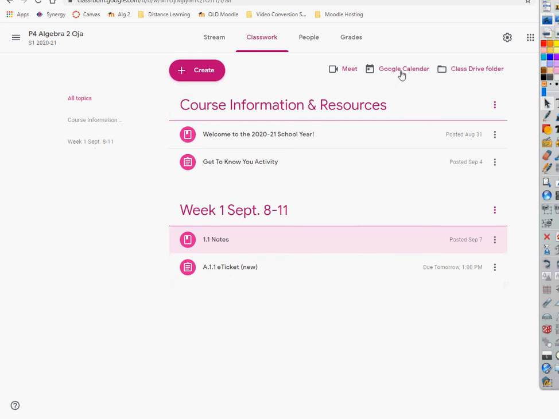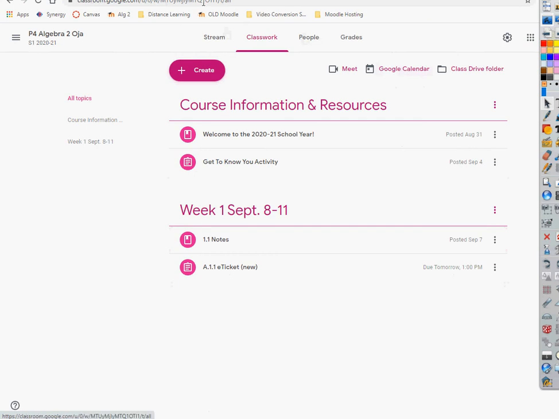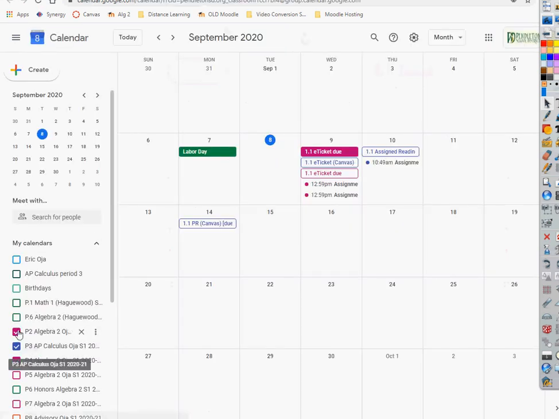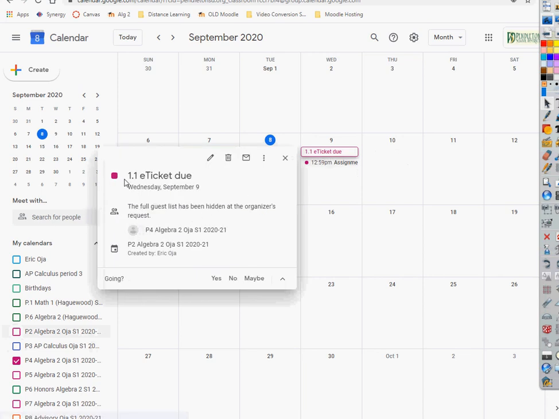Another place you can always go, I'm going to be very good about this and organized, is the Google Calendar for this class. Everything for the class will have a due date associated with it, and it'll show up on the calendar. So if I click on this, it tells me that the 1.1 e-ticket is due tomorrow at, what does it say here? Oh, it's supposed to say this is due at 1 p.m. tomorrow, so I'll fix that.